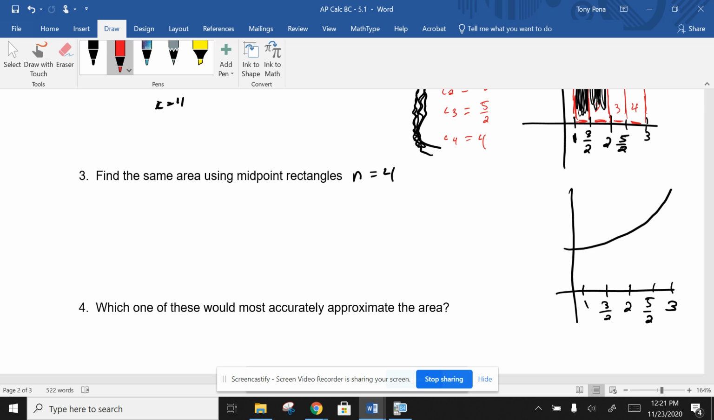But now the midpoint rectangle means if I look at this first base, so between a 1 and a 3/2, I want to go up from the middle, touch that curve, and then half of the rectangle goes outside to the 1, half of it remains inside as we go to the 3/2. The same for the second one, between 3/2 and 2, I'm going to go left and right. And we just continue that pattern, hitting it in the middle each time.